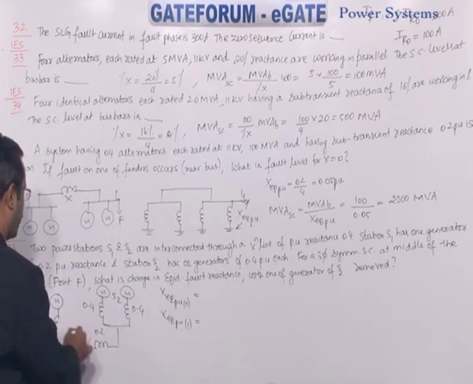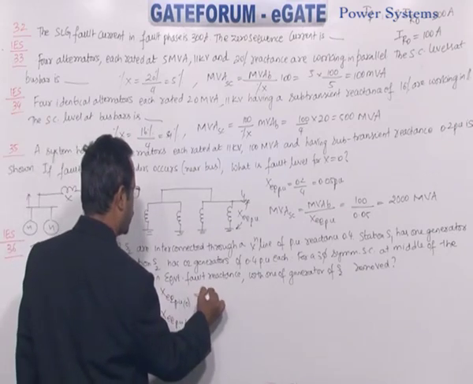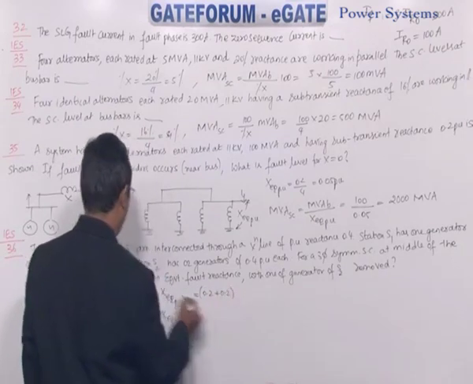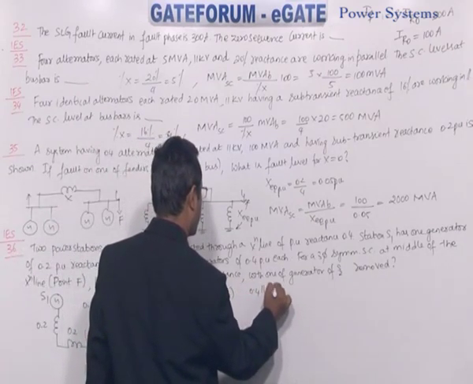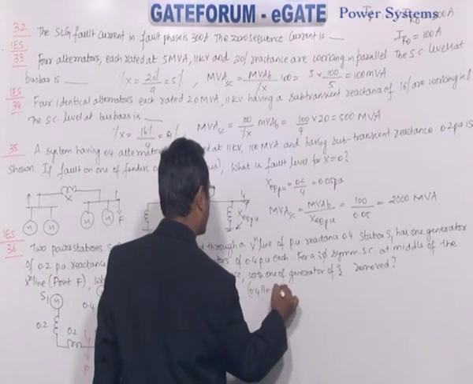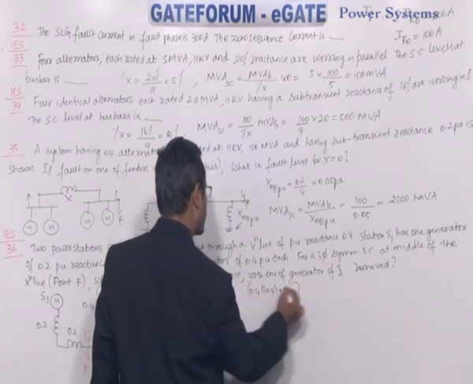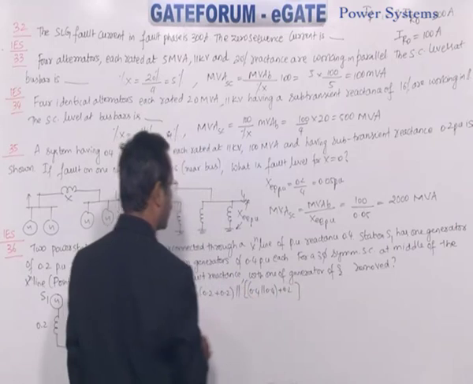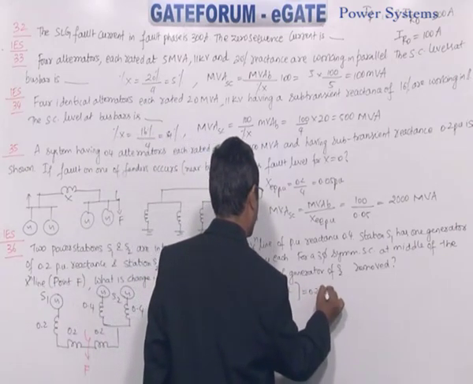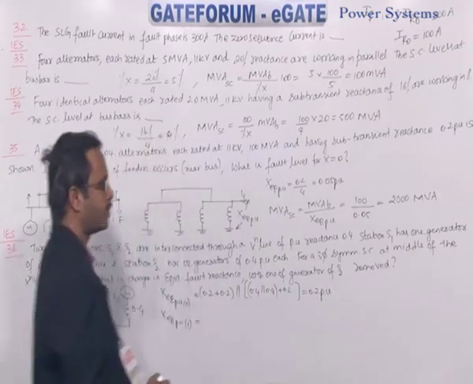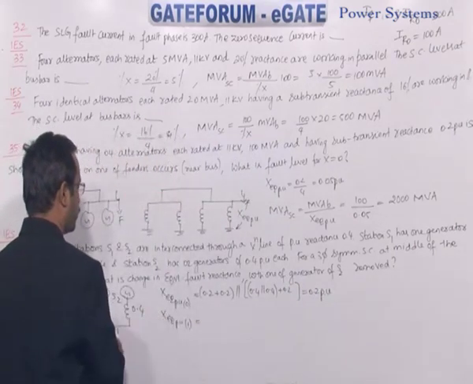Now before fault, left side 0.2, 0.2 in series. What about the right side? These 0.4s which are in parallel added to that 0.2, and this total is in parallel with this one. How much do you get on simplifying? 0.2 per unit. What about X1 equivalent 1?